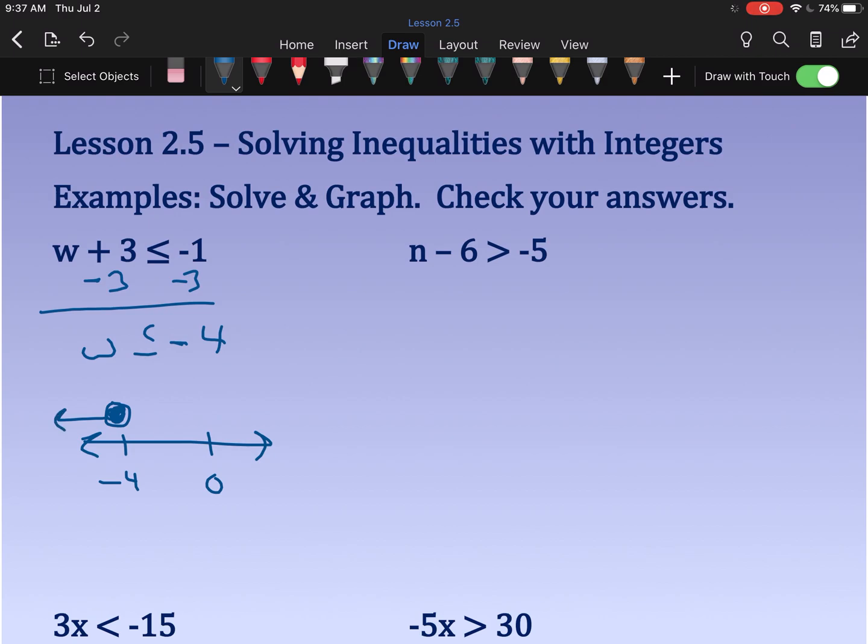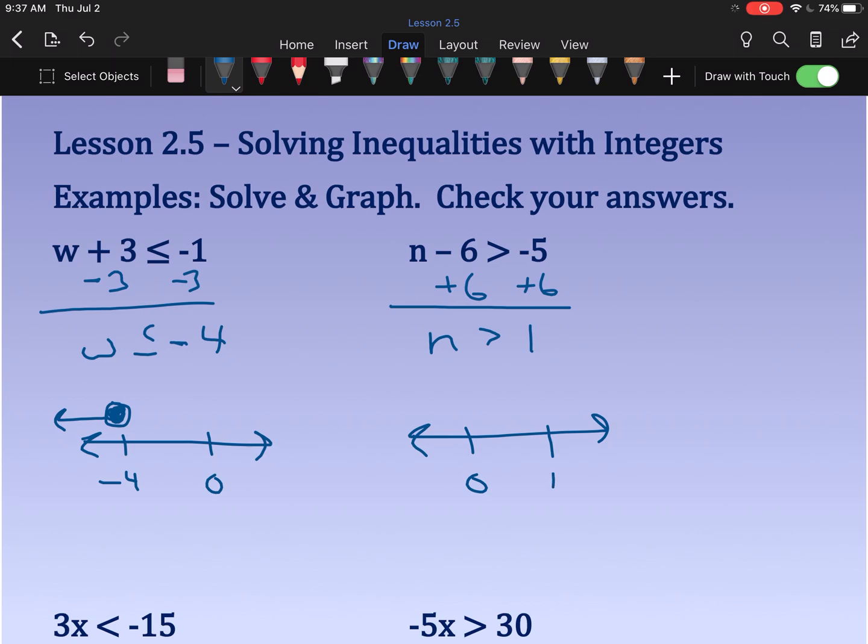Next example, we see negative 6 minus 6, so we will add 6 to both sides of the inequality to move it across. That'll get us n is greater than 1. Those numbers have different signs, so we subtract them. 6 take away 5 is 1, and we keep the sign from the bigger number. 6 is bigger, 6 is positive, so 1 is positive. N is greater than 1, okay.